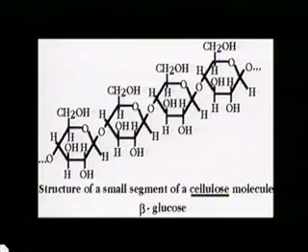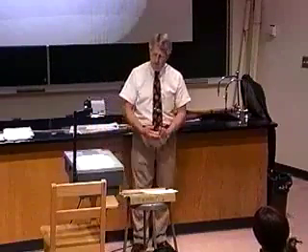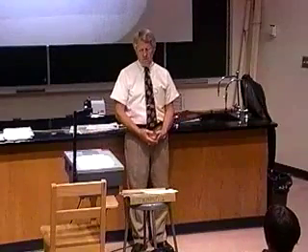Both of these are made from monosaccharides, starch and cellulose. The only difference is the starches are made from the alpha glucose and the cellulose is made from the beta glucose. Now, again, of what importance is that to us?